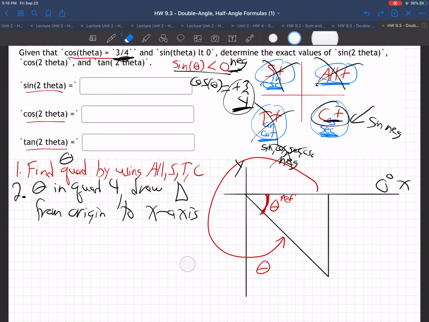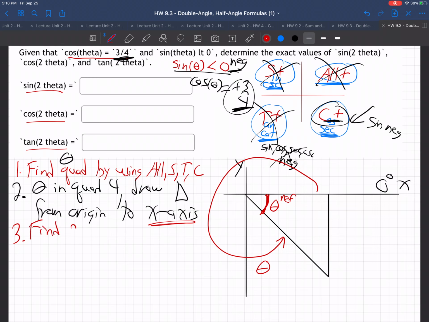So that's how we do these. We put a reference angle inside the triangle, and it'll have all the same answers as long as that reference angle goes to the x-axis, because all the angles started from the x-axis at 0 degrees, so it'll work. That's why we have to go to the x-axis and not the y. All right, step 3.